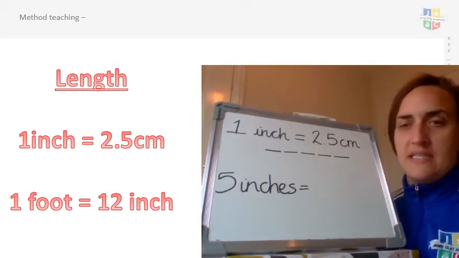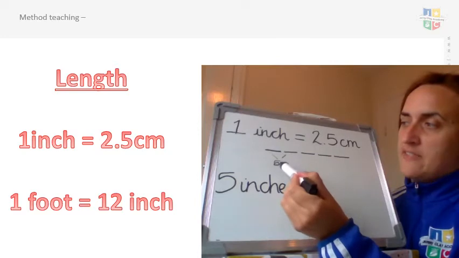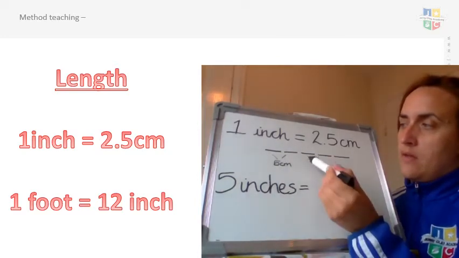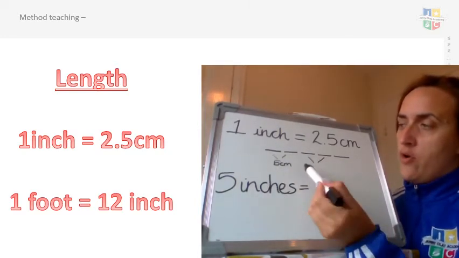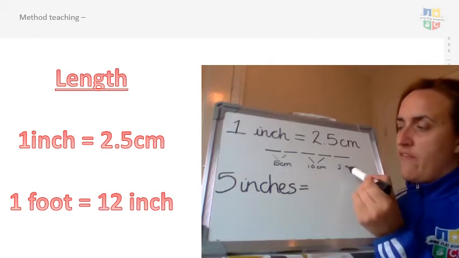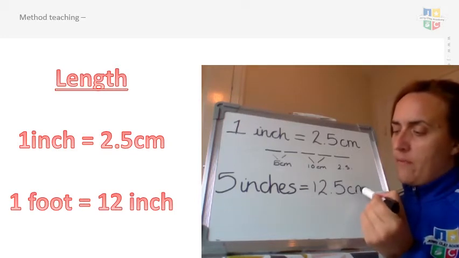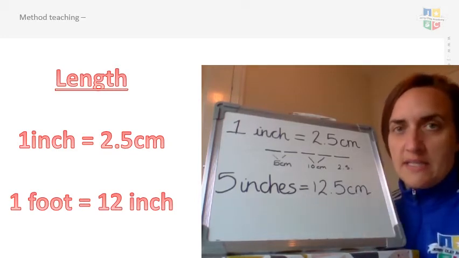So how many centimetres would that be? Well, we know that 2 inches would be 5 centimetres. And then another 2, so 4 inches would be 10 centimetres. And then we've got 2.5 here. So altogether, 5 inches would be 12.5 centimetres.